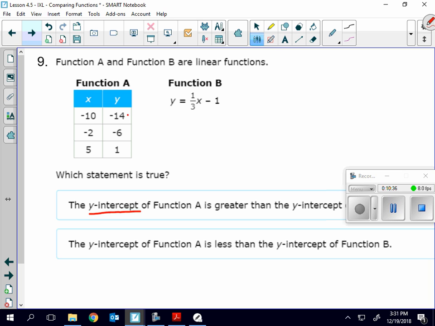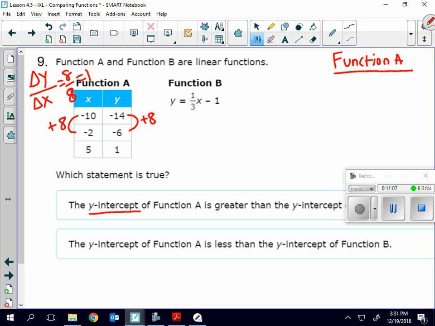Find the slope. This is getting bigger by 8. Here we're getting bigger also by 8. That means the slope, the change in y over the change in x, is 8 over 8, which is just 1. That's our slope. I'm going to write this over here so we know this is function A. Okay, so don't get confused.